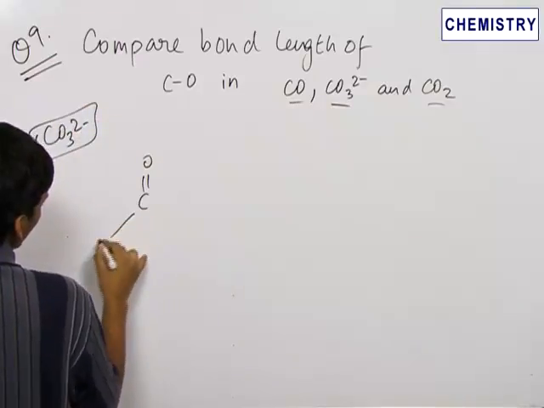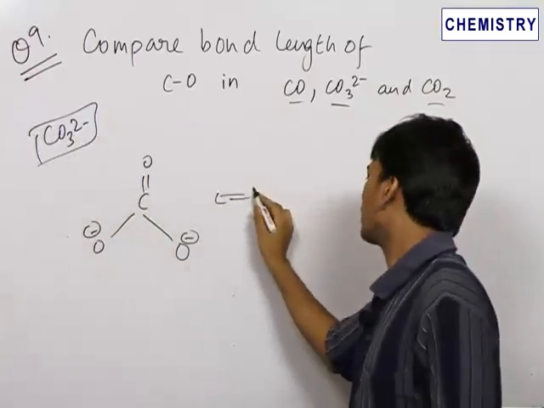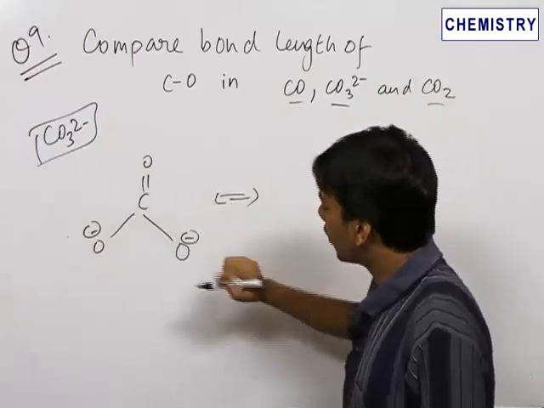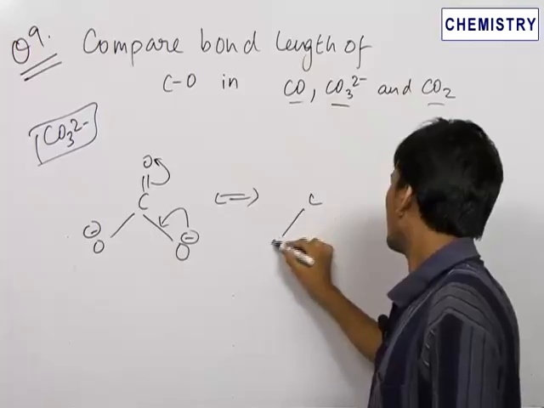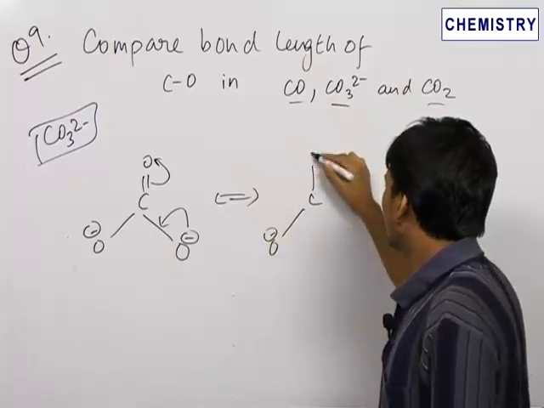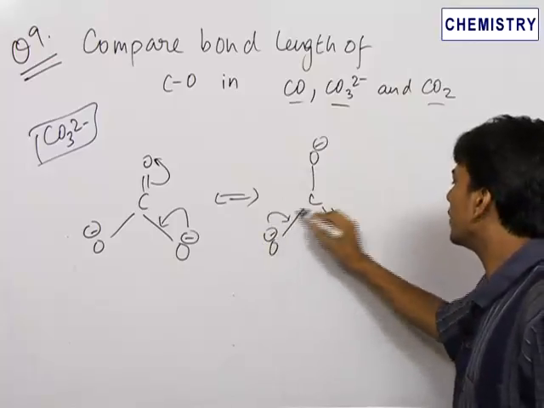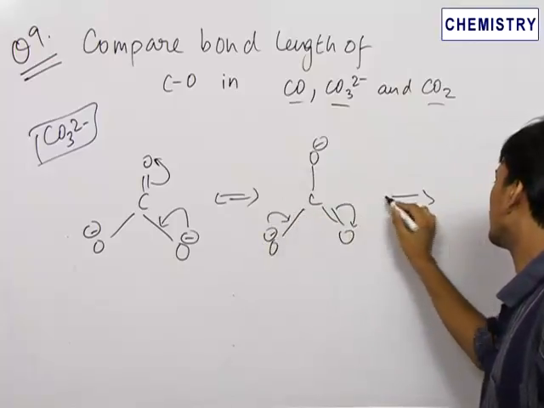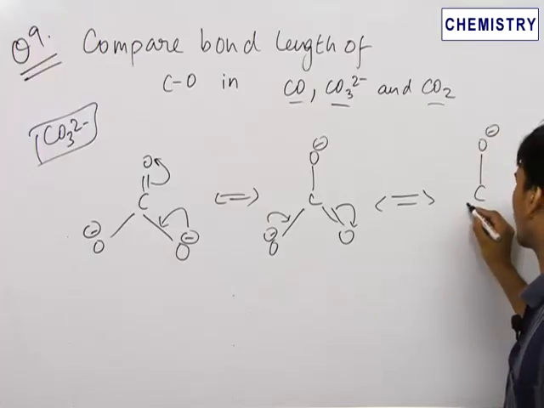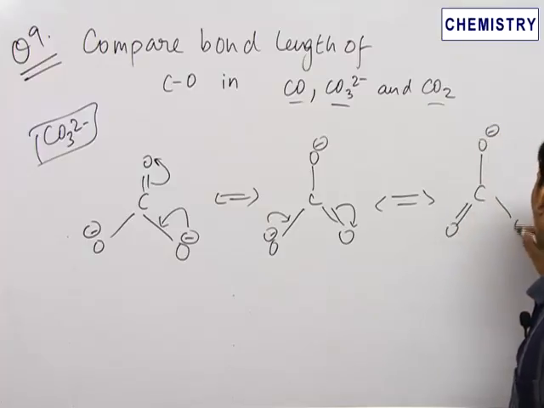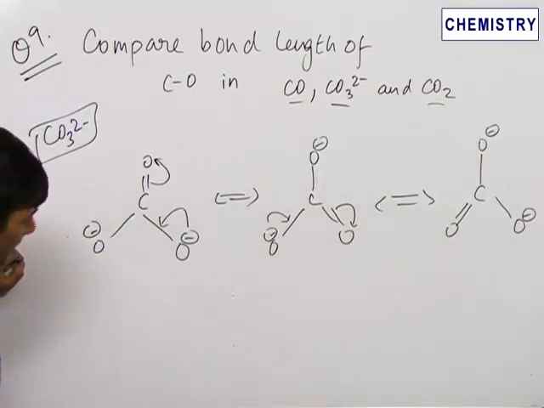While drawing the structure of CO3 2-, we get the structure like this. Now we know that this molecule resonates. Therefore, on drawing its resonating structure, we get this. Again you can draw a resonating structure to get this. Now these three are the three resonating structures possible for this molecule.